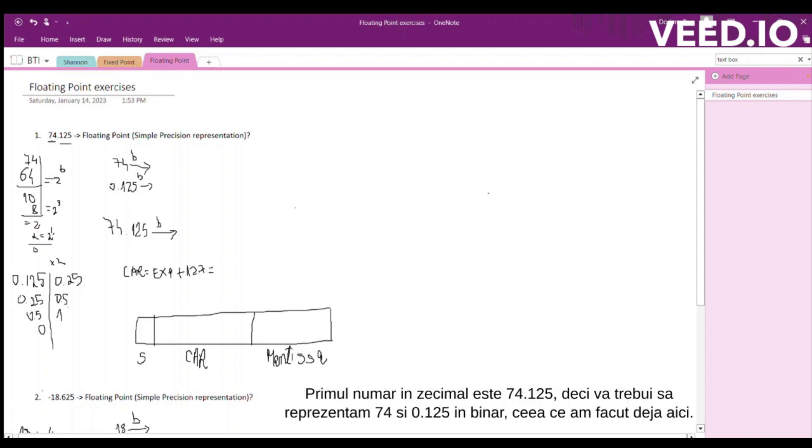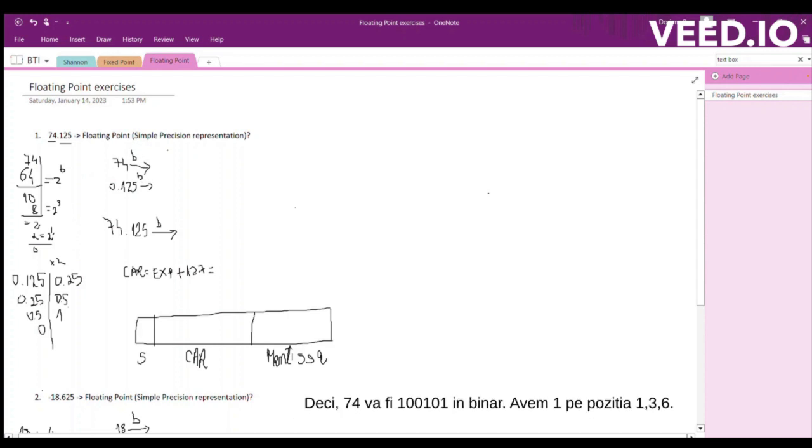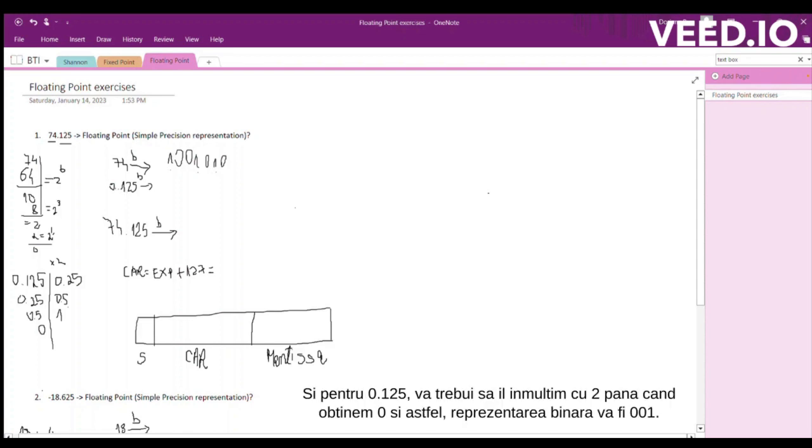And the first decimal number is 74.125. So what we'll have to do is representing 74 and 0.125 in binary. And that's what I did here. So 74 will be 1001010 in binary, because we have ones on the first, third, and sixth position. And for 0.125, we will have to multiply it by 2 till we get to 0. And in this way, the representation in binary will be 001.